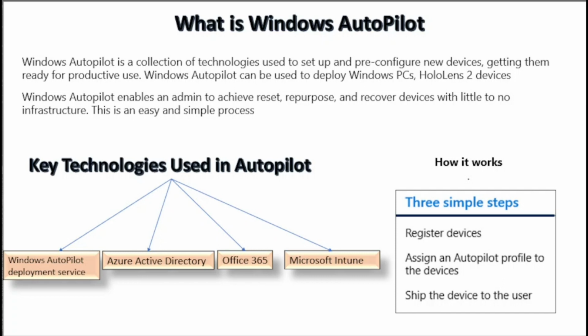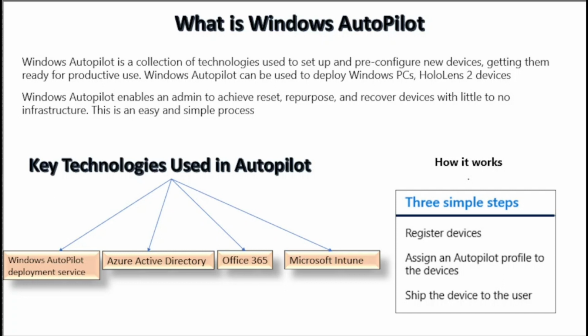With Windows Autopilot, there is no need to reimage or manually set up new devices before handover to the user. The hardware vendor can directly ship the device to the employee with 3 simple steps. The first step is device registration, in which the hardware vendor adds the new device to the Windows Autopilot deployment service by uploading the hardware hash.